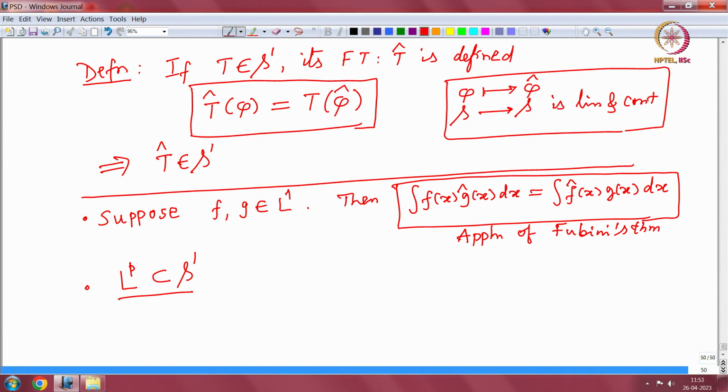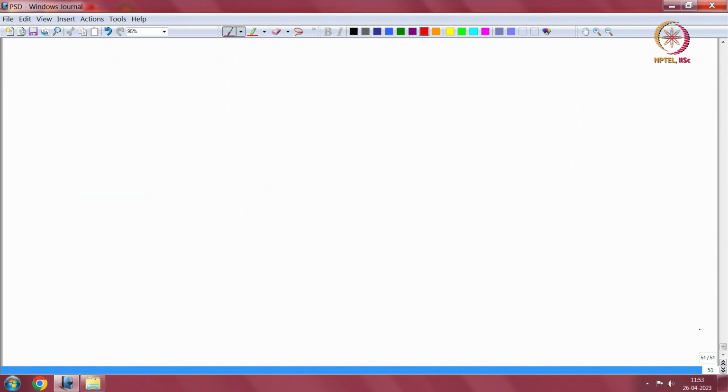So, suppose f is in L1. Okay. So, let me write then f identified with Tf is in S prime. So, as such it will have its Fourier transform. Okay. So, let us compute that and verify that it is the old definition of the Fourier transform. So, Tf cap of phi, this is the definition.